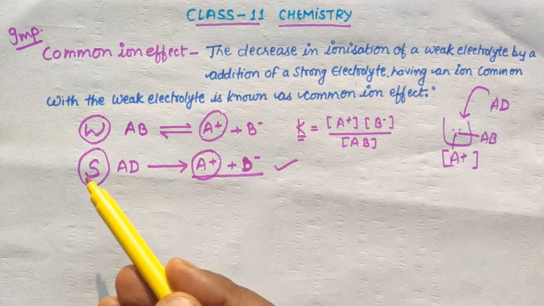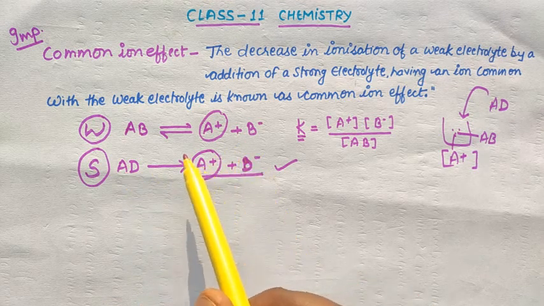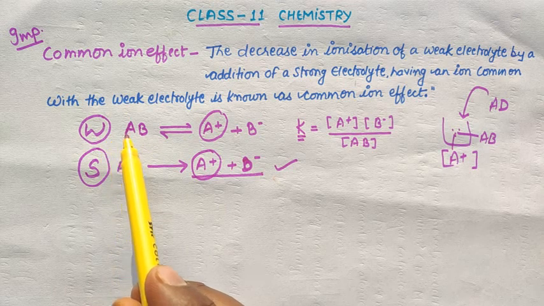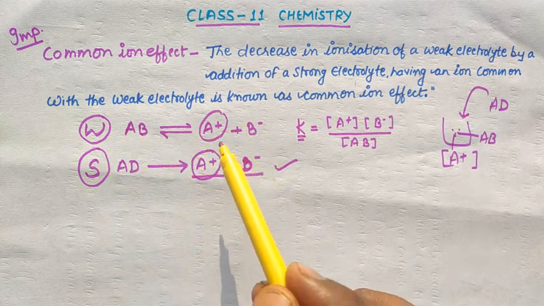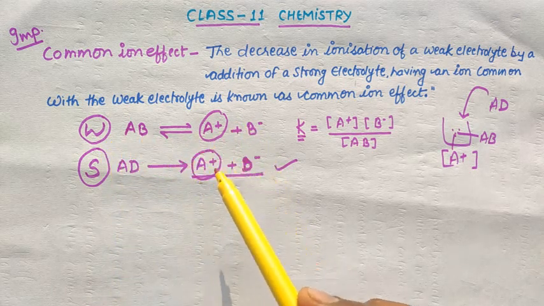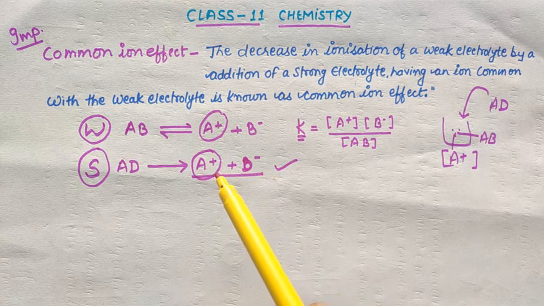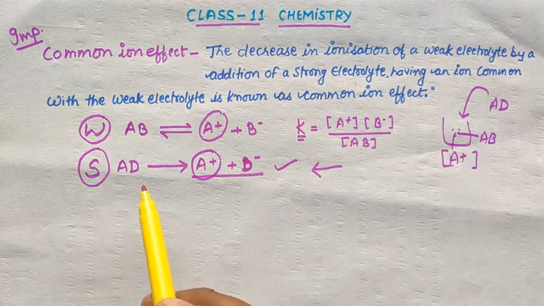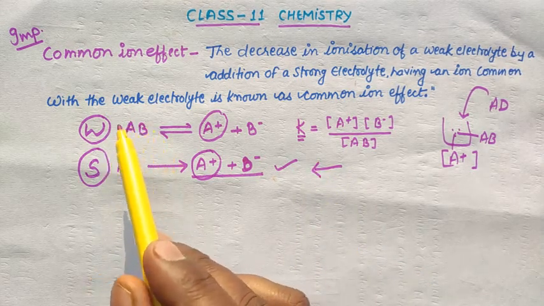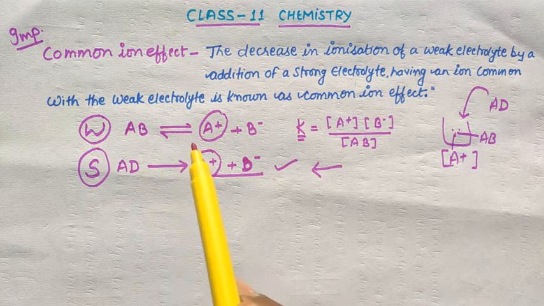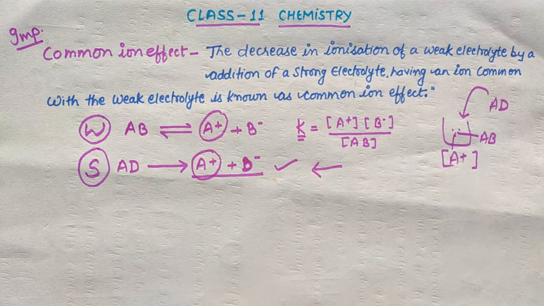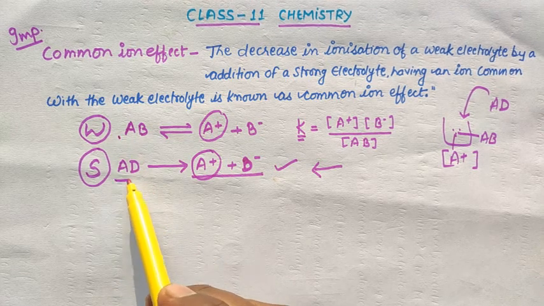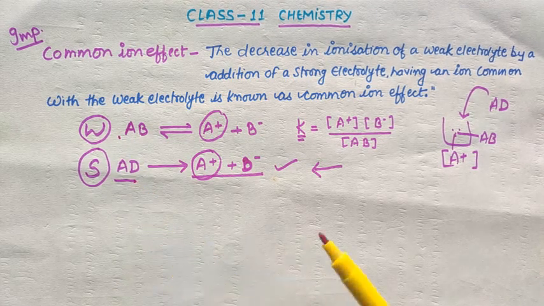Le Chatelier's principle. So AB will be less ionized, because the concentration of A plus in the solution will increase. To maintain this K constant according to Le Chatelier's principle, the equilibrium will shift in the backward direction. So that's why AB will ionize less. So you can easily say that the suppression of dissociation of a weak electrolyte in the presence of any strong electrolyte is known as common ion effect.